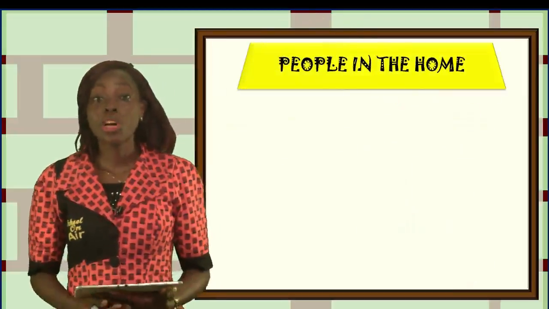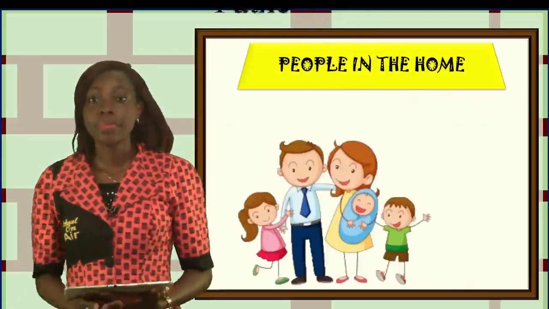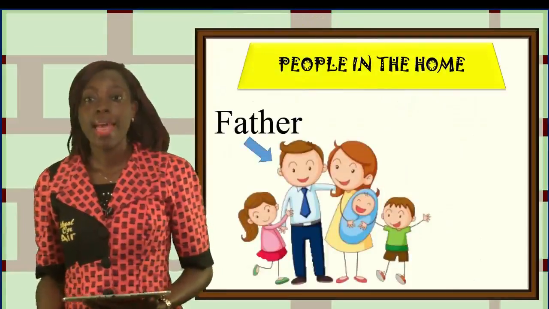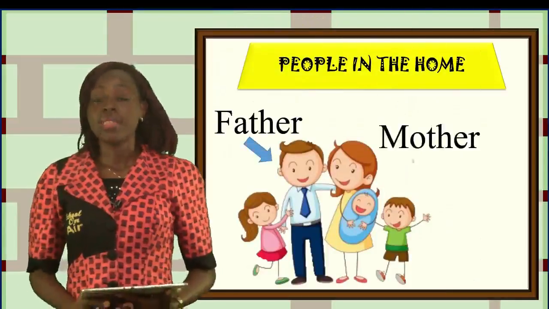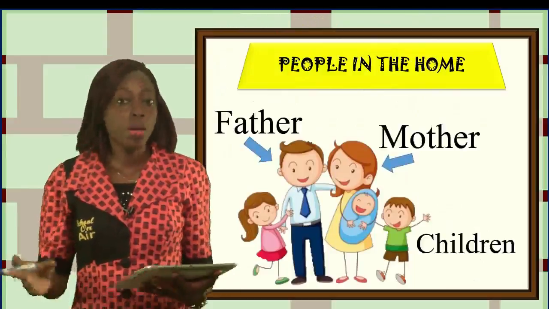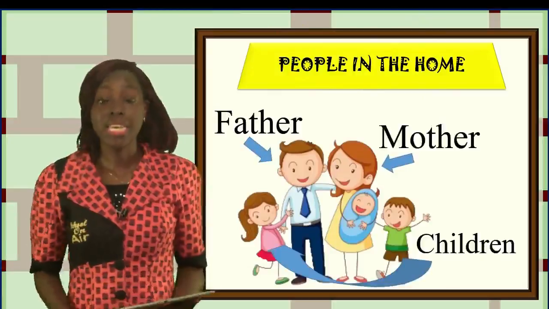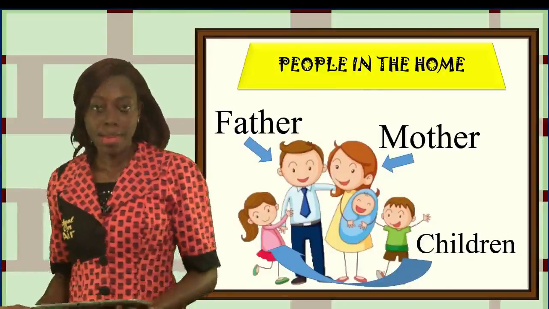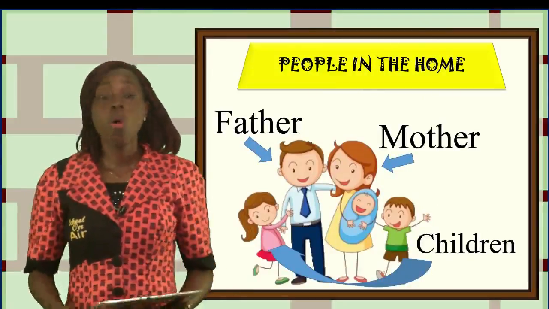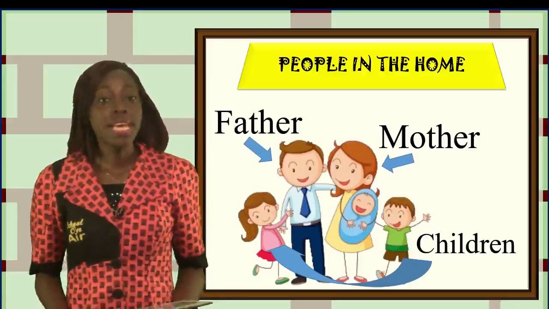Now look at this picture. We have the father, we have the mother, and the children. Now all these people make up a family. They make up the basic units of the family: the father, the mother, and the children. So all these people can be found in the home.